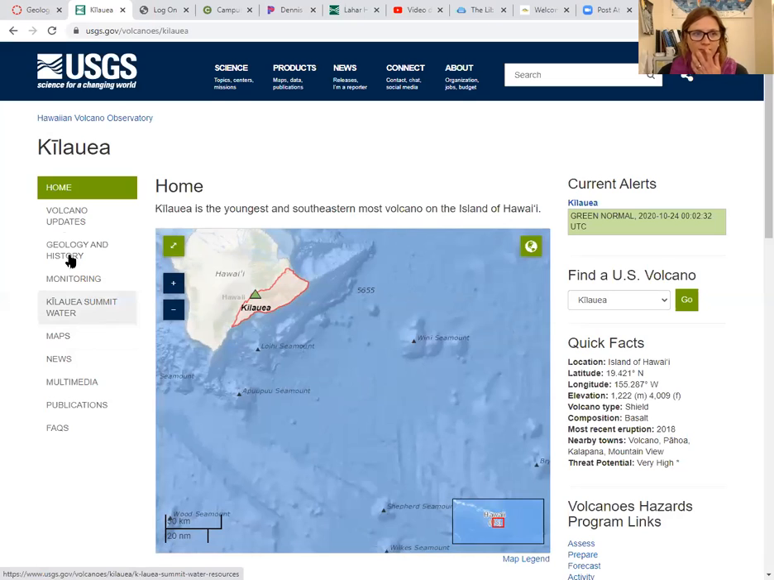So they have general updates about the volcano, some geology and history, etc. Different websites are going to organize their thinking different ways. There's not one right or wrong way to choose and organize your topics, but it is important to have this framework to help you research, organize your thinking, and ultimately organize your writing. So this is what you're going to work on this week.